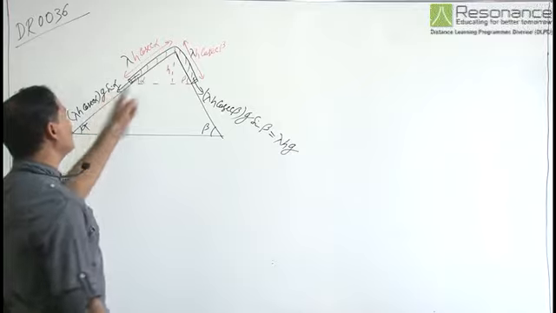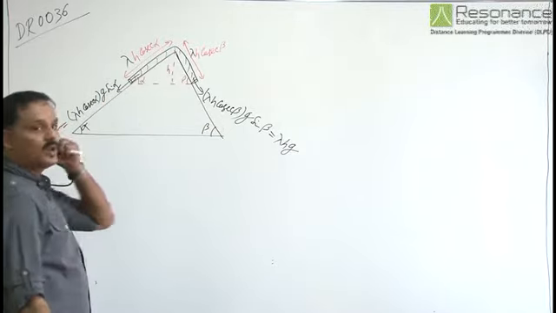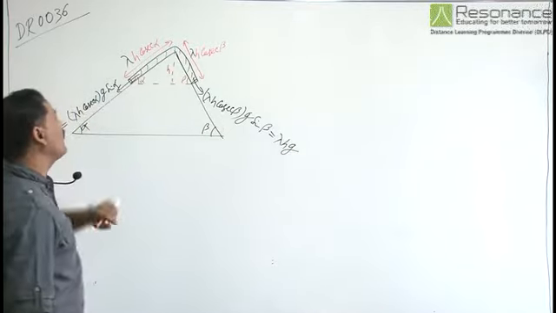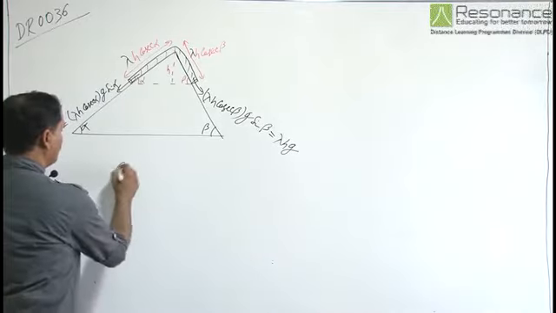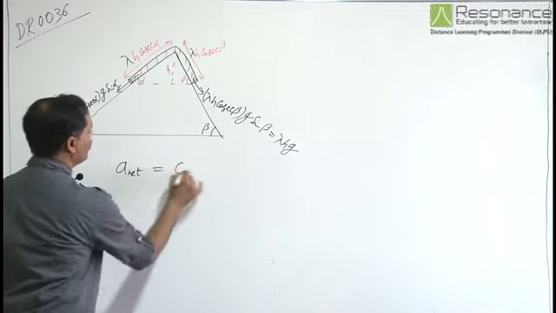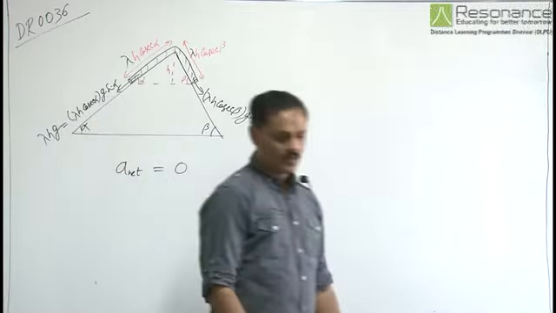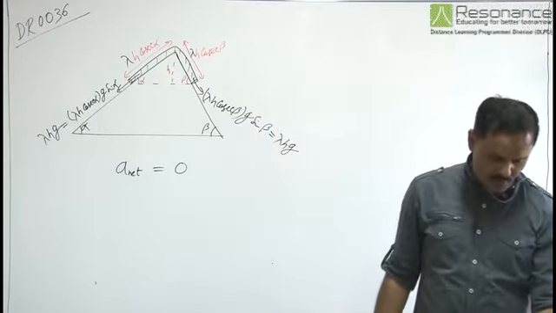As the rope experiences equal force from both sides, the net force on it is 0, so the net acceleration of the rope is 0, and the correct option is A.